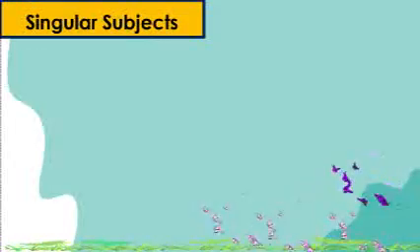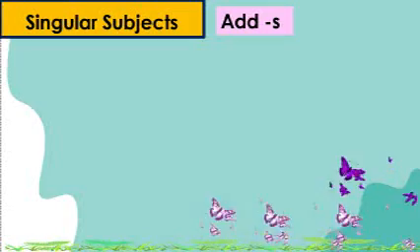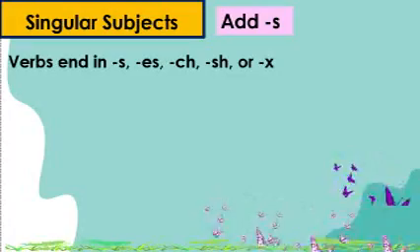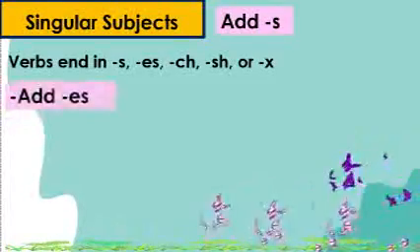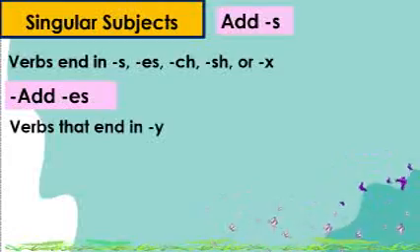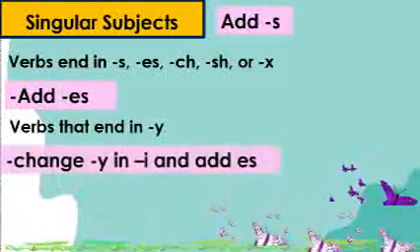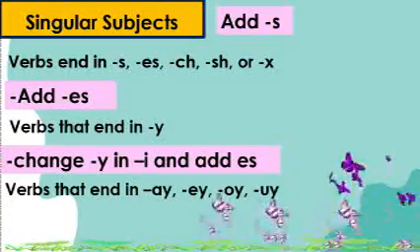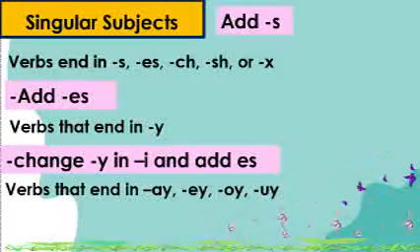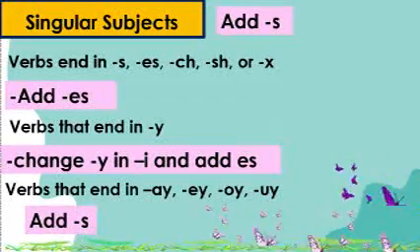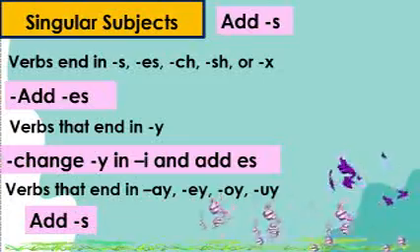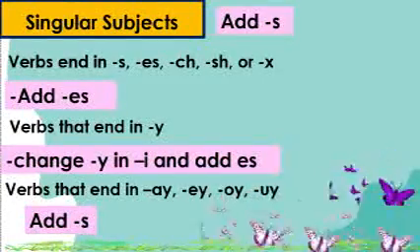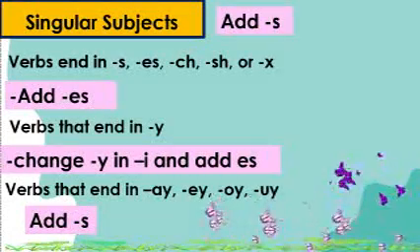Again, when the subject is singular, we add S. But when the verbs end in S, CH, SH, or X, we add ES. And when the verb ends in Y, we change Y into I and add ES. When the verbs end in AY, EY, OY, UY, we only add S. So that is how the singular subject works. When the subject is plural, we don't need to add anything.